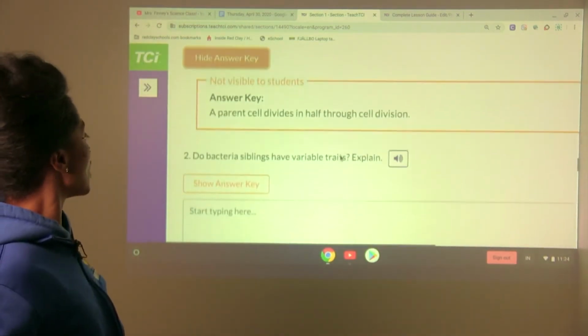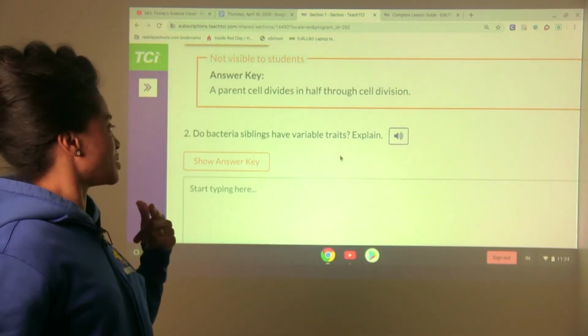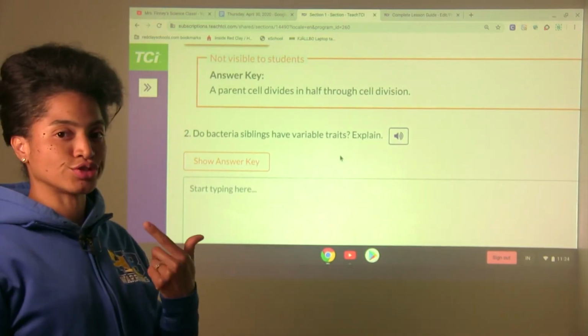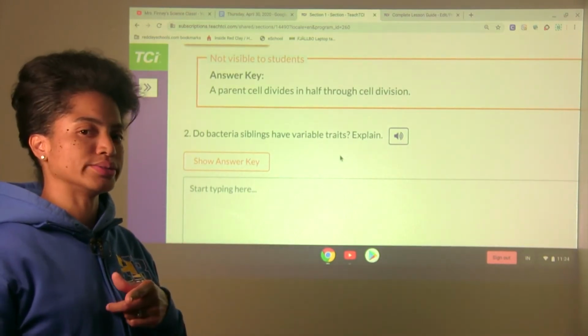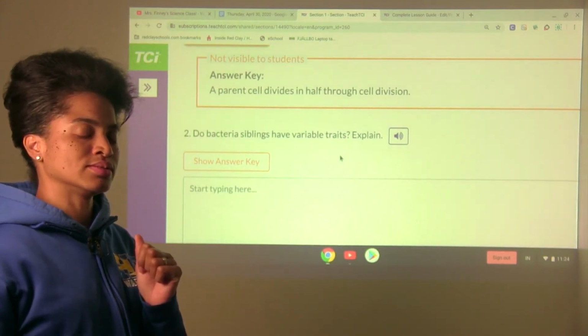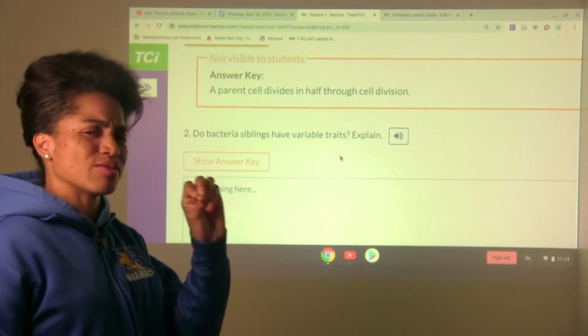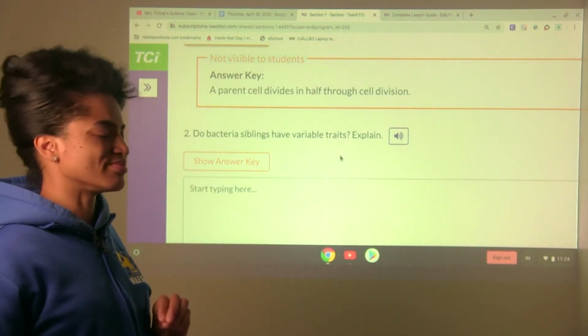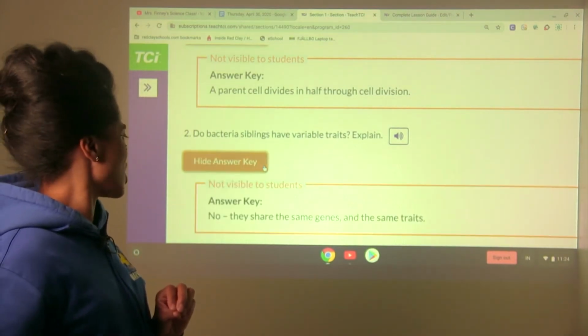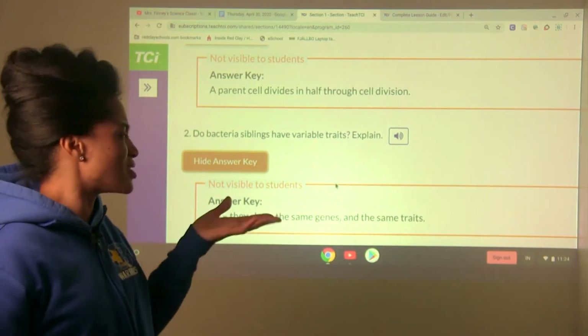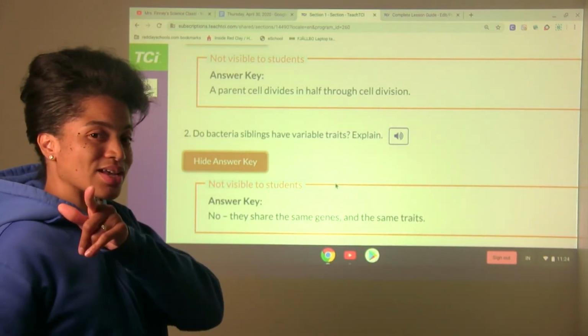All right, here we go. Next on number 2. Do bacteria siblings have variable traits? Explain. What do you think? Siblings. Traits. Variable? All right, here we go. No, they share the same genes and the same traits. I knew you knew that.